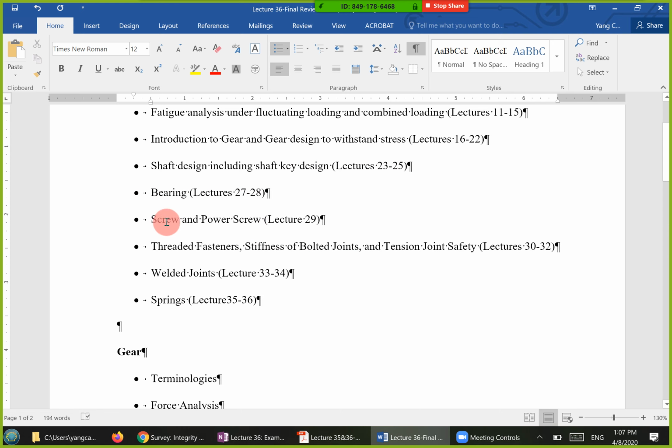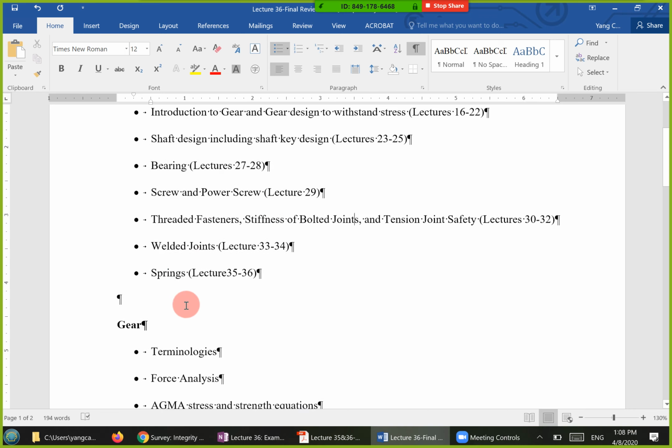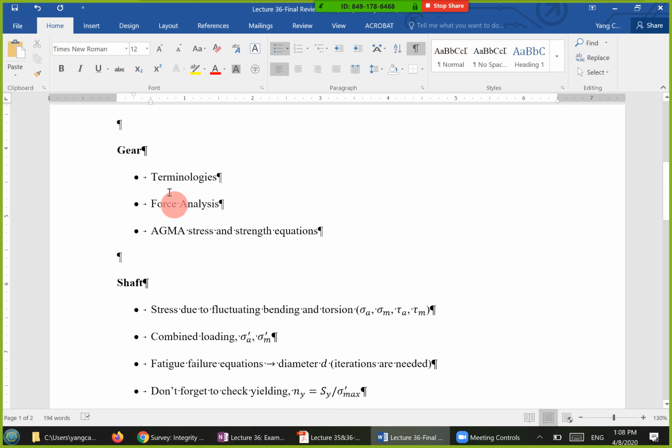We also looked at the screw, power screw. So this part I think I went back to online teaching, but then had some trouble with the videos. We also looked at the threaded fasteners, how to get the stiffness of bolted joints, how to get the stiffness of the member, and also how to analyze the safety of the joints. Welded joints happened in the last couple of lectures. We mainly focused on fillet type of weld, and also springs. Just again, some of the major topics for each part of the mechanical components.